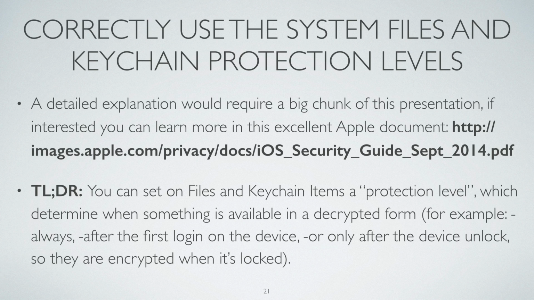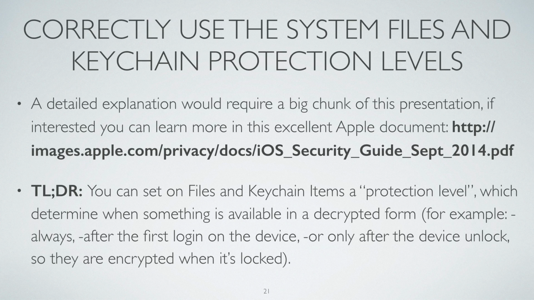So very briefly, what we can use is to set a protection level on the files and on the keychain items. A protection level is essentially a policy which determines when something must be encrypted or decrypted. You can say, for example, I want this file always decrypted because I need it when I do a push notification, so it can arrive also when the device is locked. Or you can say, for example, that I want these files always encrypted when the device is locked because maybe there is sensitive data in it.